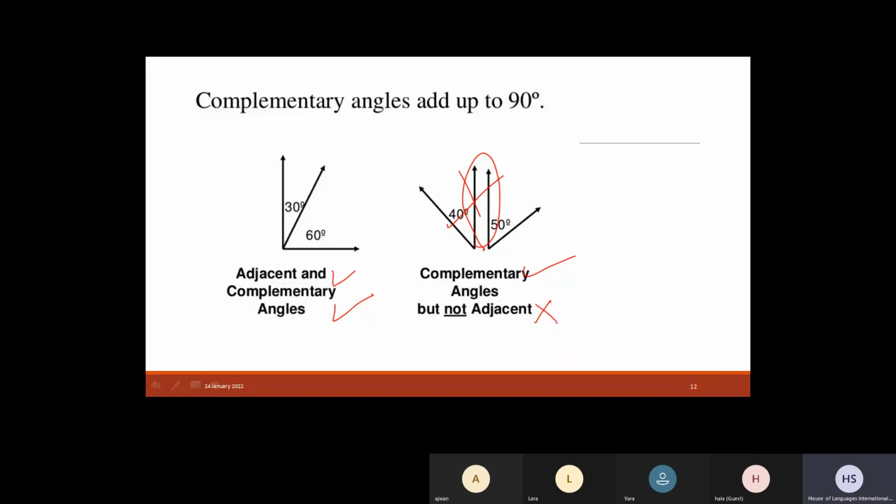Second here. Look at these two angles now. Do these two angles have a summation of 90? Yes, so they are complementary. Are they adjacent? Do they have a common line between? So they are adjacent. The second one, 40 and 50, do they make 90? Yeah. So they are complementary. Do they have a common line? No, so they're not.